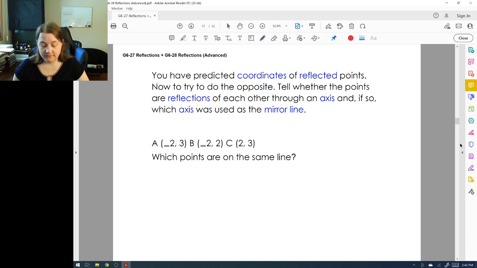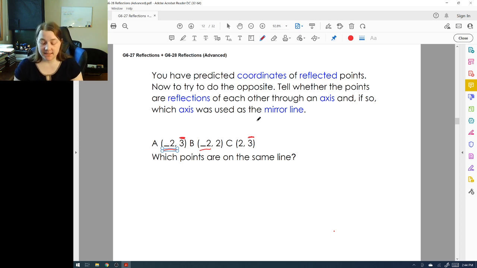Let's take a look and try to find points that are on the same line by seeing if they are reflected. So you might see that point A and point B both have negative 2, but one of them has negative 2, 3, the other has negative 2, 2. Those are not on the same line. If we look at A with 3 and B with 3, I'm sorry, they're on the same line, but they're not reflected the same distance.